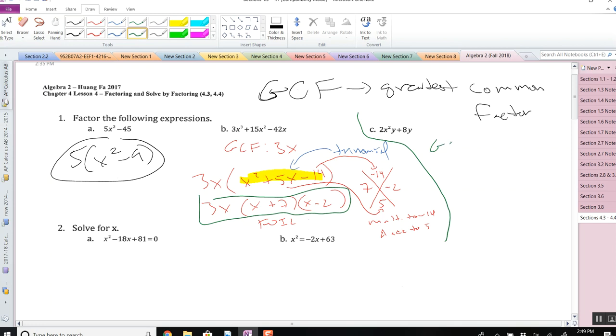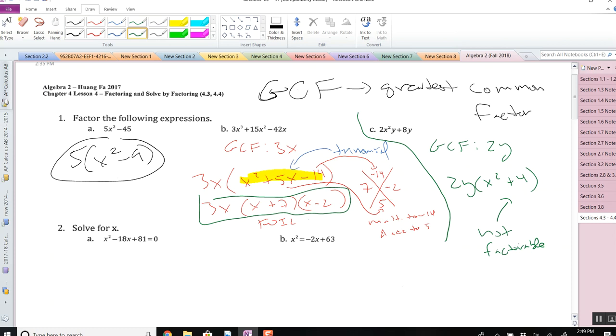This one's pretty easy. The GCF is 2y. So you factor out 2y, you get x squared plus 4. Now that's not factorable, mind you. There's no way I could break that apart and get something that would multiply to x squared plus 4, so we just leave it like that. Now if it's x squared minus 4, that would be x minus 2 times x plus 2, just so you know.